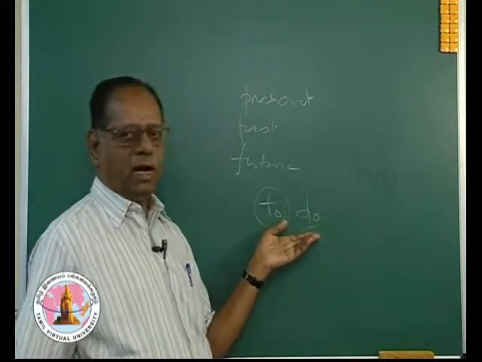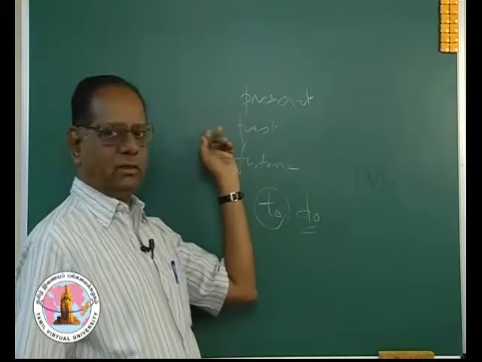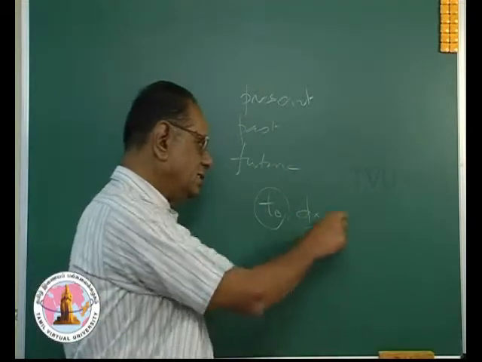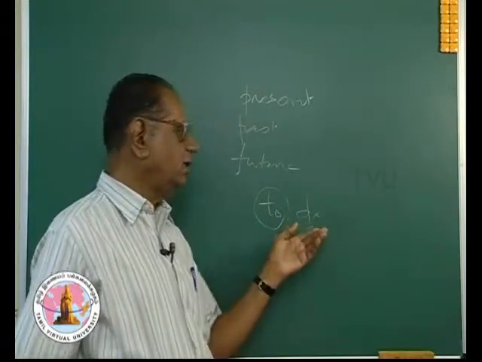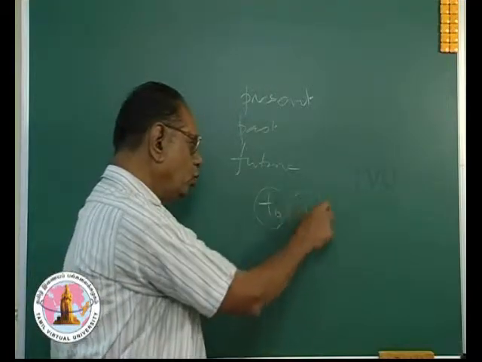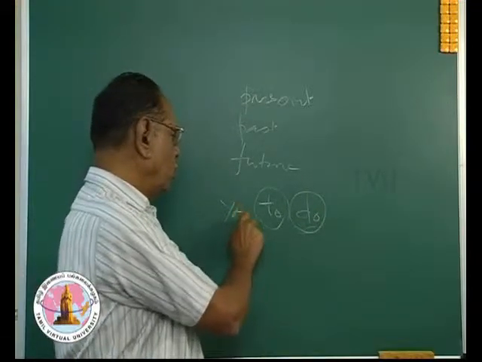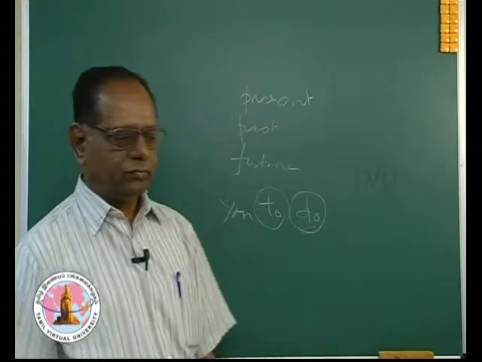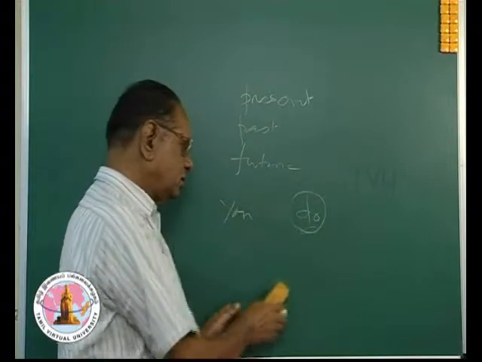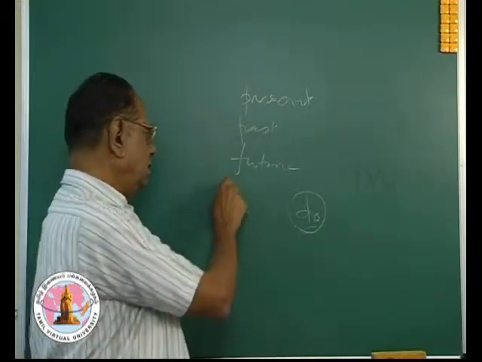So this command has to have a subject and also a tense. As it is, a command is in the present tense. When I say do, automatically the subject is you. You do. And in English, what happens? For all the three persons, it remains the same.